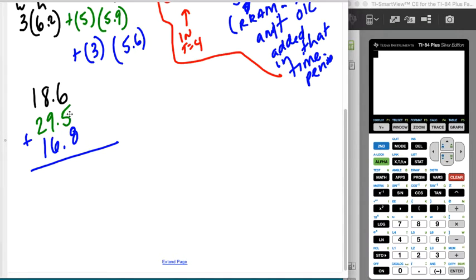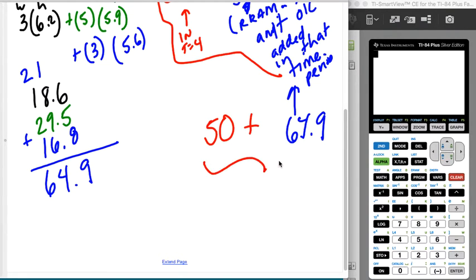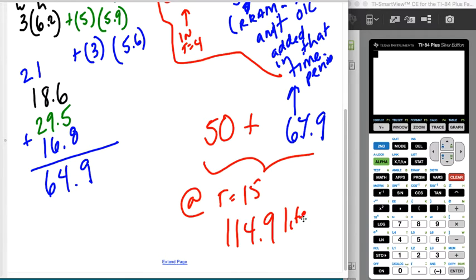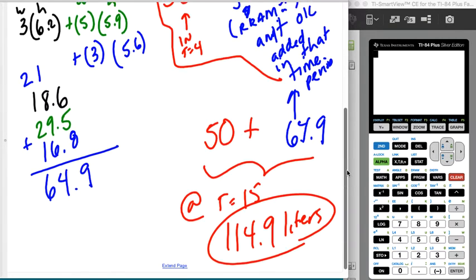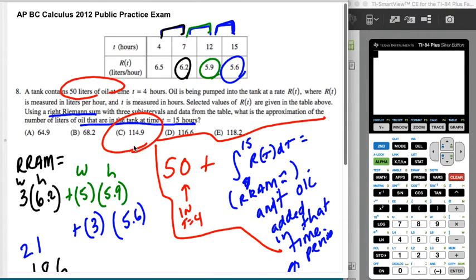So the 6 and the 5 gives me an 11, so this 8 gives me a 19, I carry the 1. These guys are a 10 and a 14, so that's a 24, and then this is a 6. So I get the 64.9, so that's how much is gained in those hours. But I had a value of 50 at the start. So the total at t equals 15 is going to be 114.9, I believe it was liters. Which is, I think, answer C.